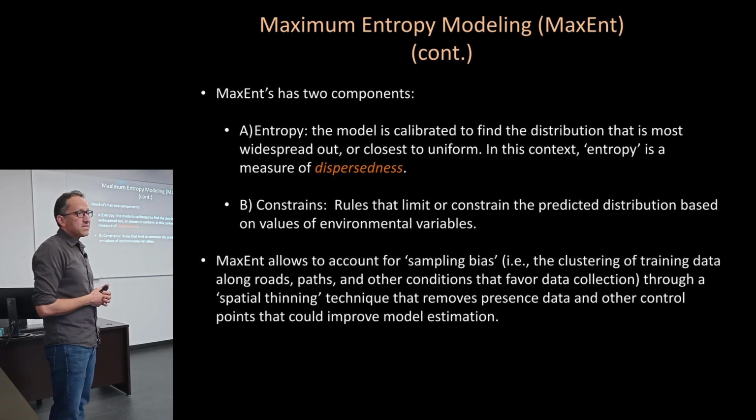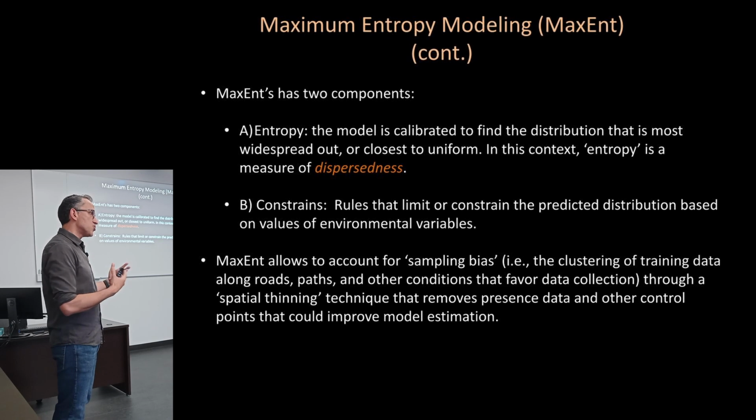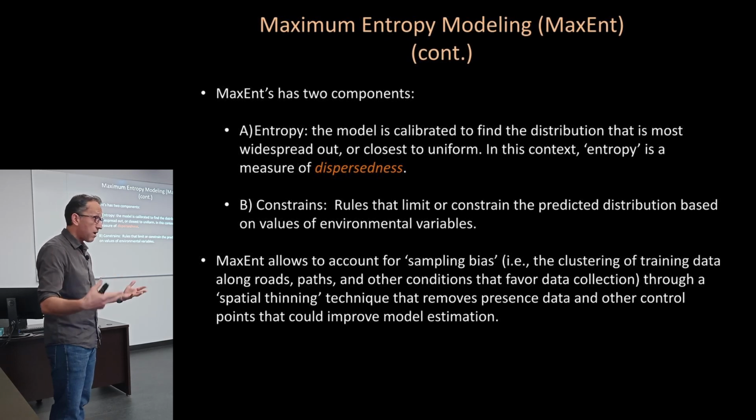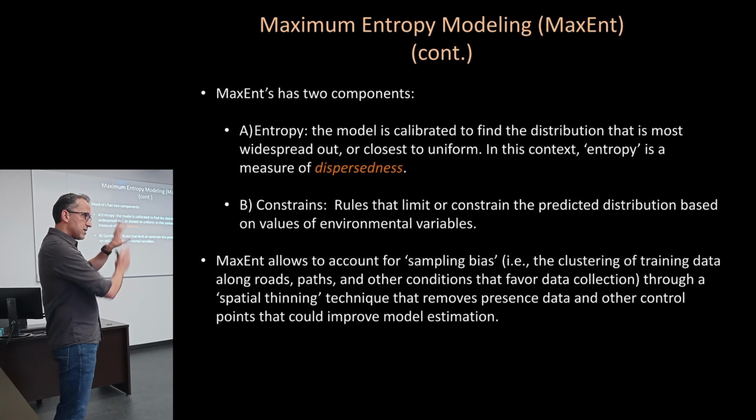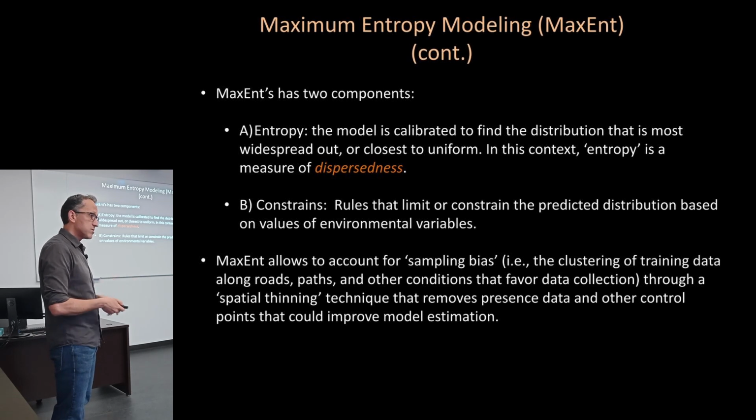And it also relies on a series of constraints. In this case, constraints are the biophysical factors that are going to have some kind of impact, some kind of effect on where the plant is going to be, right? So maxent incorporates these two important characteristics, dispersion and also environmental factors.